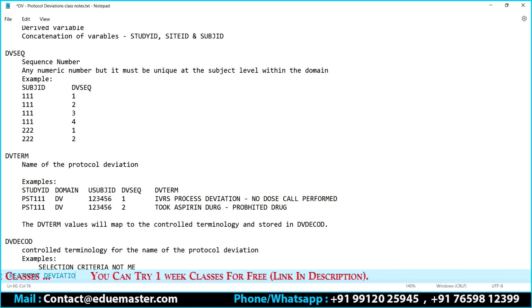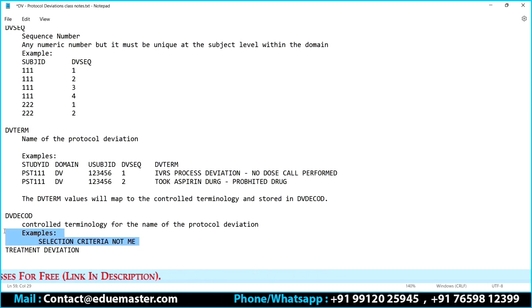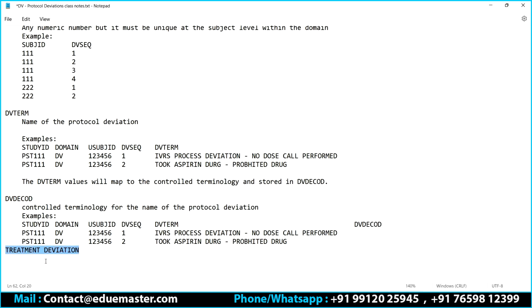Maybe if I take the previous example, this example itself, I can write this. So what exactly happened here? If this is going to be called the DV term, then the DV decode is going to be the dictionary derived one. For both of them, it is a deviation, right? So the deviation is the one that I'm mentioning here as a DV decode.